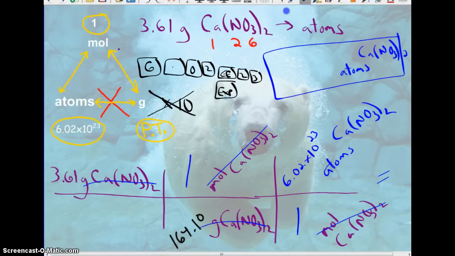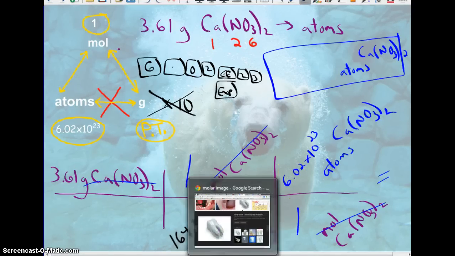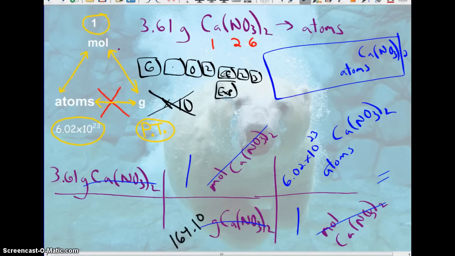So I'm going to type in 3.61 times 1 times 6.02 E to the 23rd, or exponent to the 23rd. So multiply those three items, divided by the bottom, which is 164.10, and I get this answer. I'm going to round it to 3 sig digs, so it would be 1.32 times 10 to the 22nd.